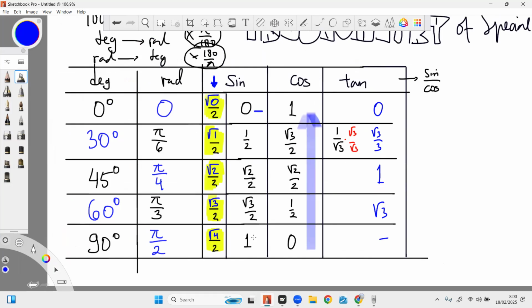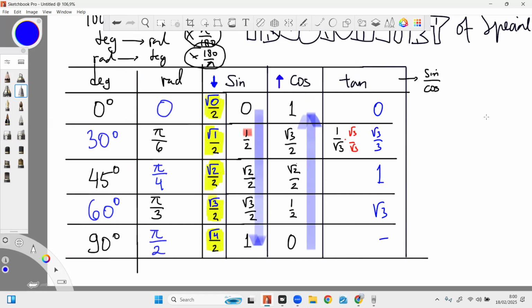And tan is actually the division between sine and cos. You take 0 over 1, 0. 1 over square root 3 here. Square root 2 over square root 2, 1, same number. Square root 3 over 1, square root 3 itself. 1 over 0, undefined. Okay? So it's an easy understanding for you. So you can memorize it easily. So find the easiest way to memorize.